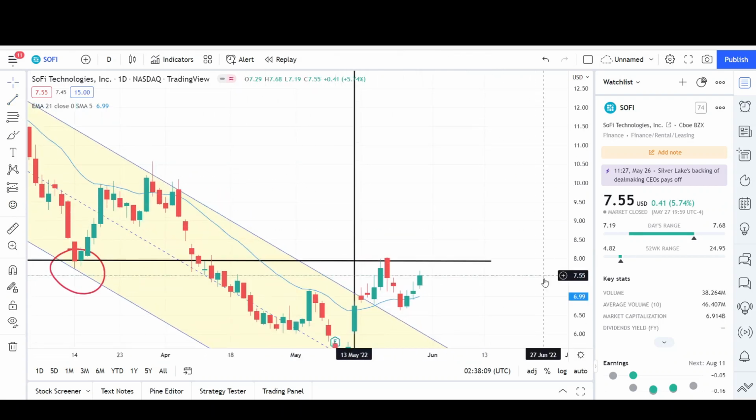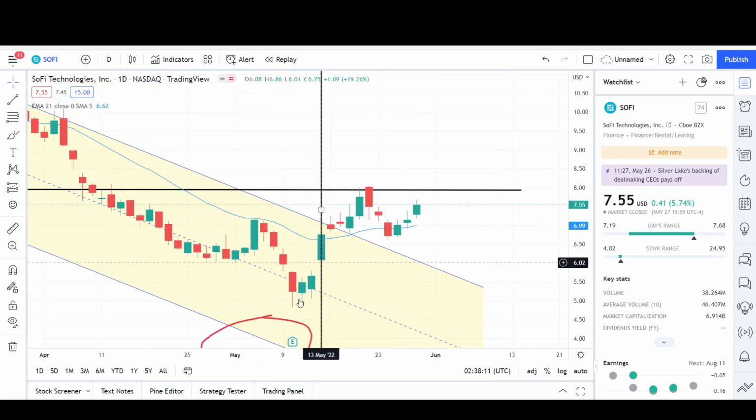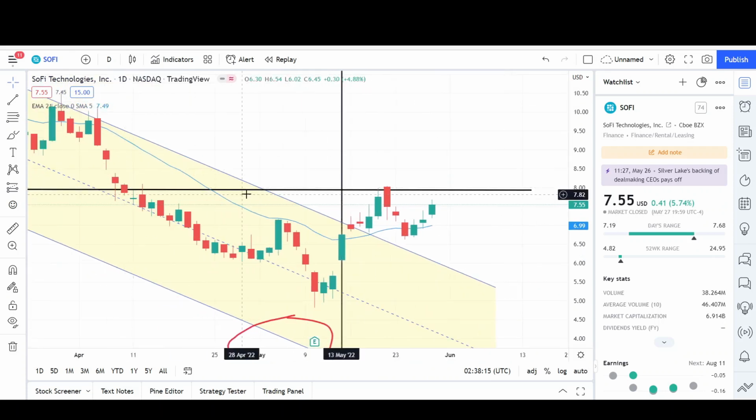Let me zoom in on the chart. So you can see that we pulled back to this $8 level, found resistance, sold off, but then the EMA was acting as support and we bounced back up, and it bounced prices back up. So most likely now we're going to be testing this $8 level again.